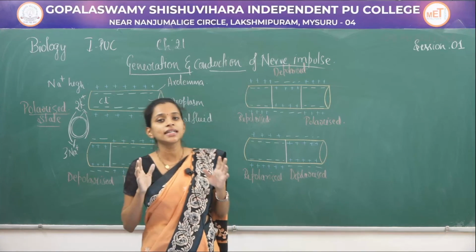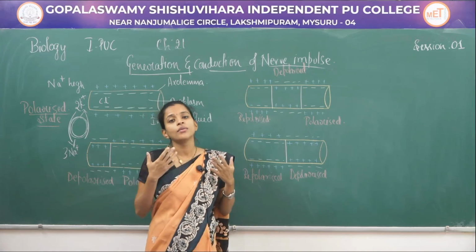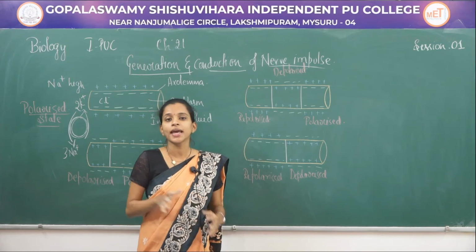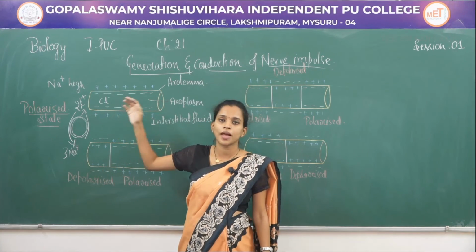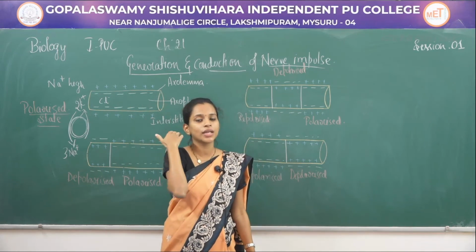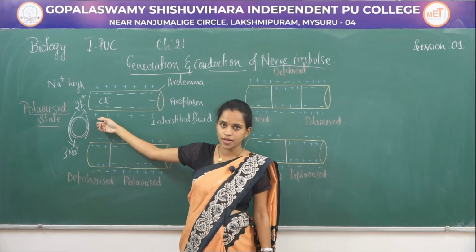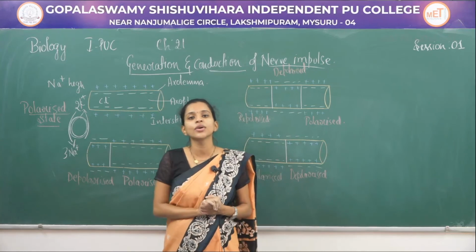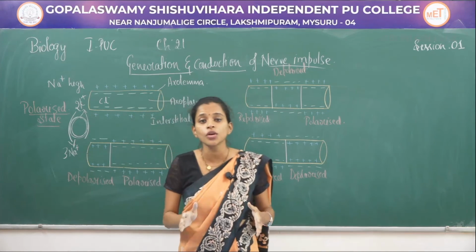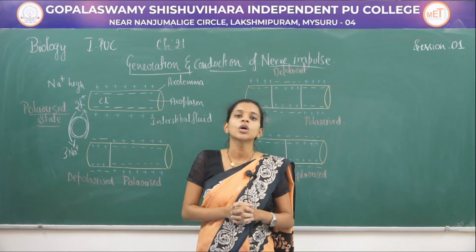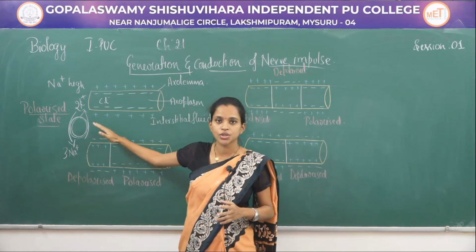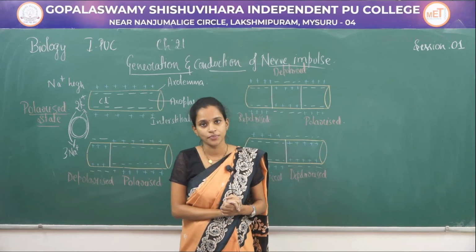So when it is in the resting state or when it is in the polarized state, the amount of chlorine in the axoplasm is more compared to the interstitial fluid, which gives a negative charge to the axoplasm. And in the interstitial fluid, the sodium potassium amount is more, especially the sodium is more, which gives a positive charge to the interstitial fluid.